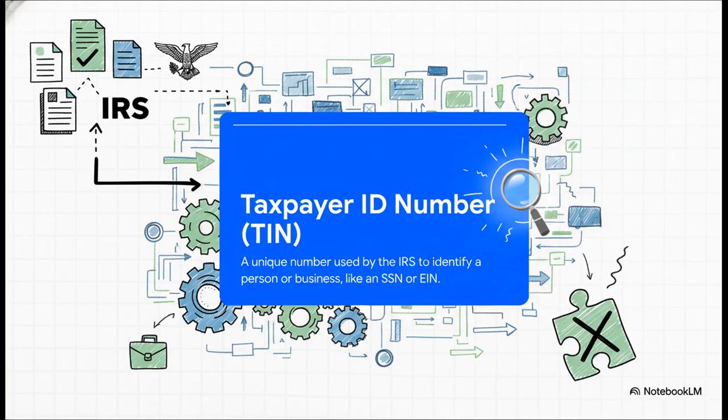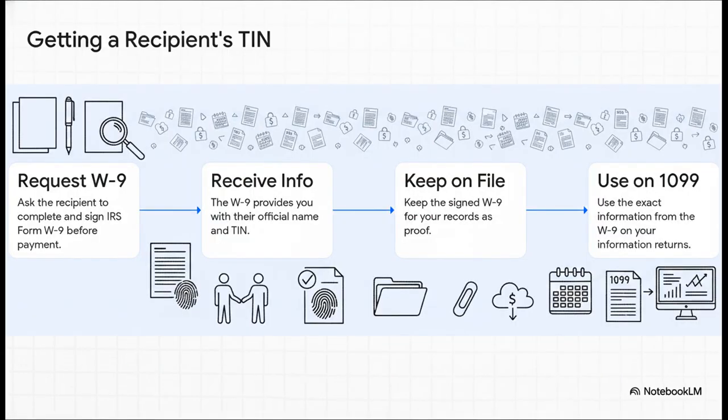Getting this next part right is, well, it's everything. The Taxpayer Identification Number, or TIN. This is the absolute linchpin of the whole system. A wrong TIN is probably the #1 most common and most easily avoidable mistake you can make. So, how do you guarantee you have the right TIN? Easy. One little form, the W-9.